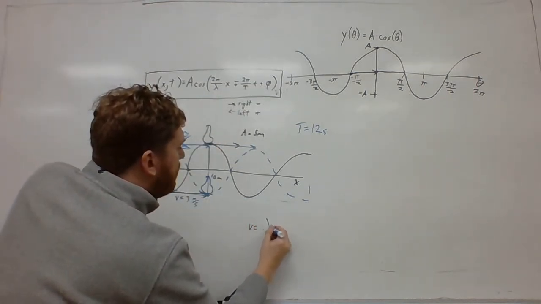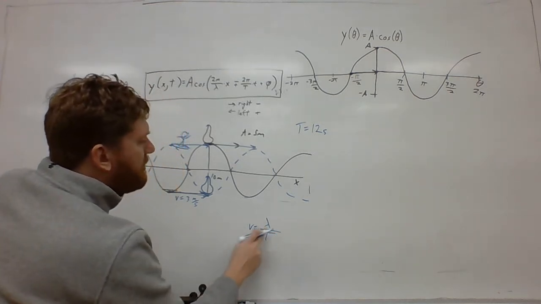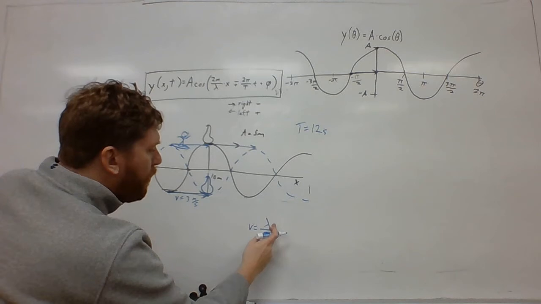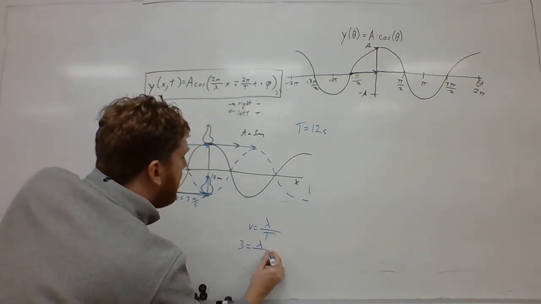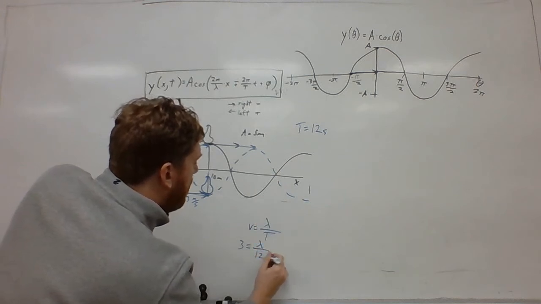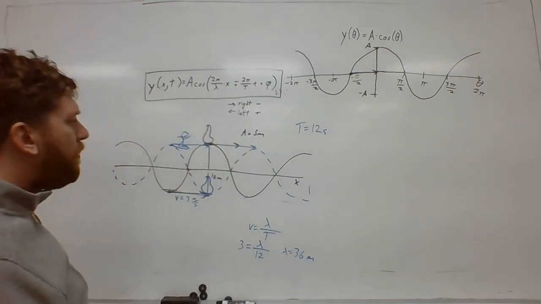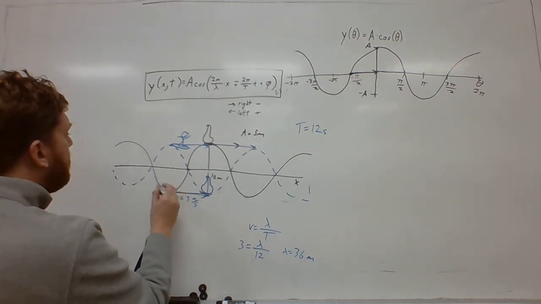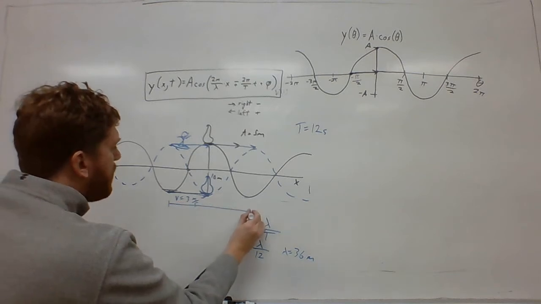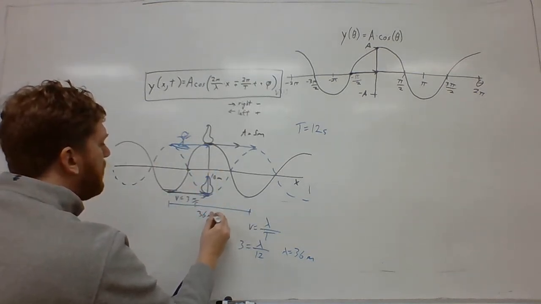The equation that relates these is that the wave speed is equal to the wavelength over the period. In this case, 3 equals wavelength over 12. So the wavelength is equal to 36 meters. Physically or spatially, what this means is that the distance between one trough and another trough, or one peak and another peak, is 36 meters.